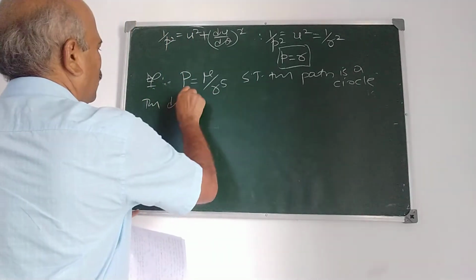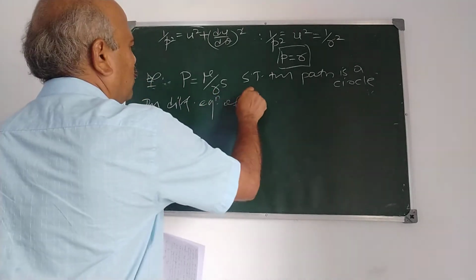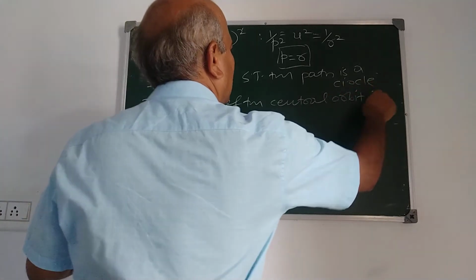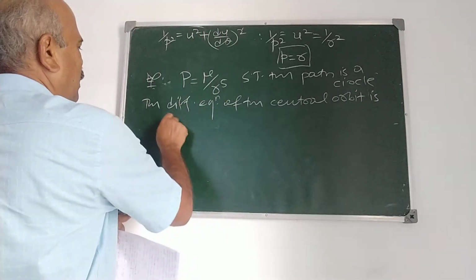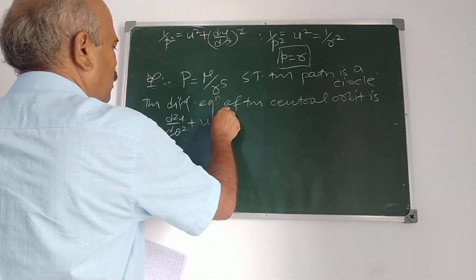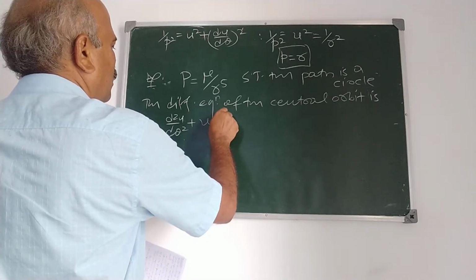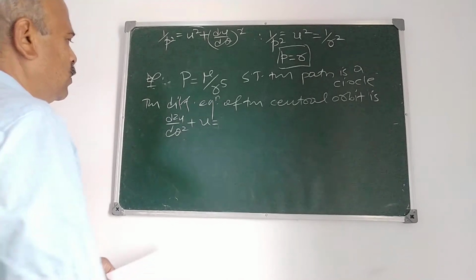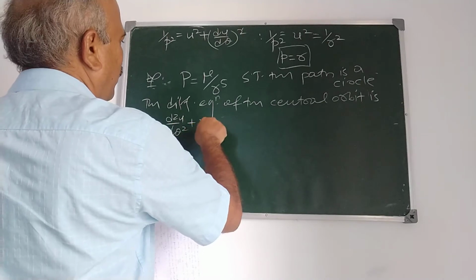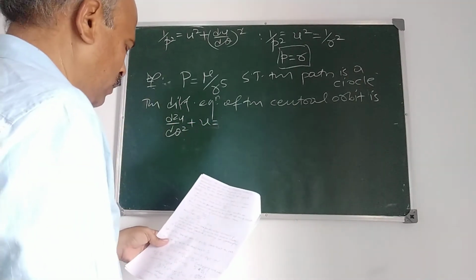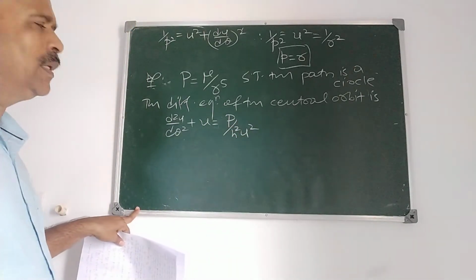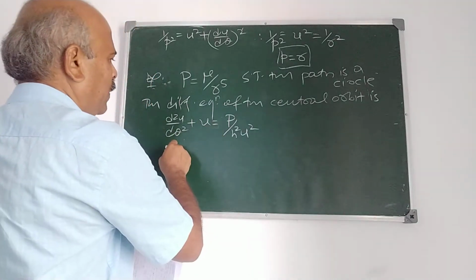The differential equation of the central orbit is d2u by d theta square plus u is equal to P by h square u square, correct? P by h square u square. This is the central orbit. Instead of F, we have to use P here.